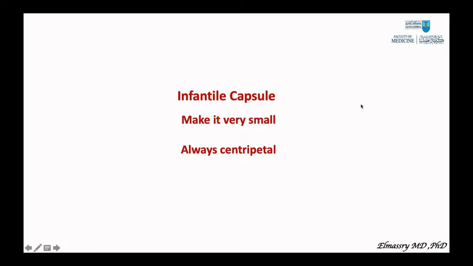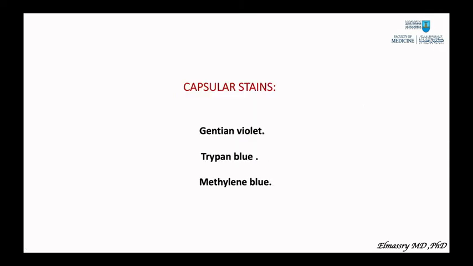Infantile capsule, make it very small and always centripetal. Capsular stains: we started in 1997 or 1998 with gentian violet, which was prepared from the pharmacy, but in aqueous, not in alcohol, and autoclaved, and we used it for a long time till the discovery of trypan blue, which is less toxic to the endothelium, and methylene blue is the most toxic.